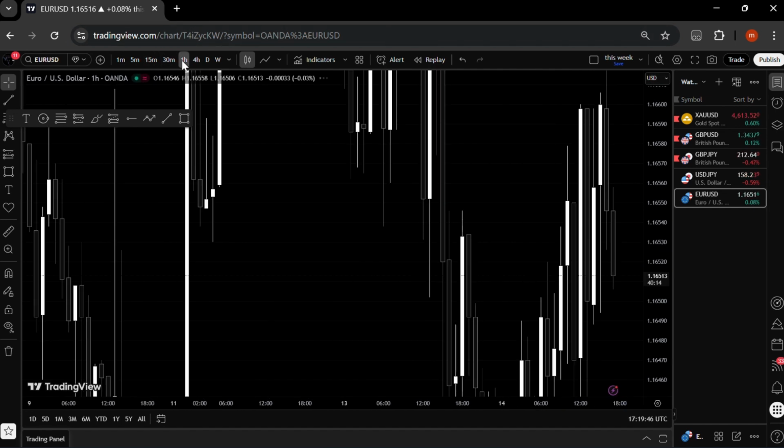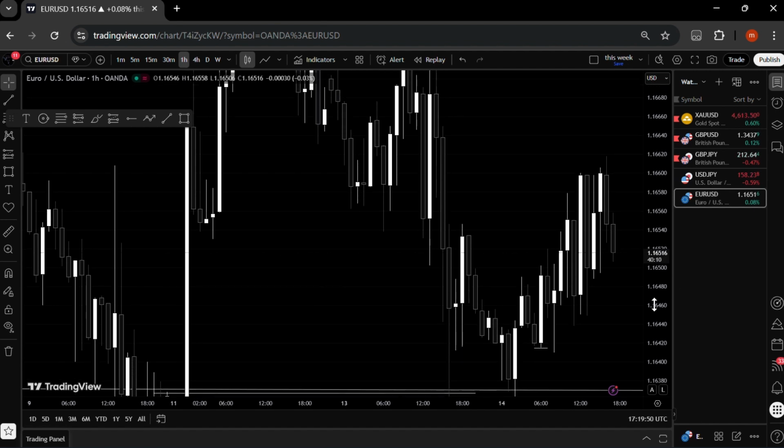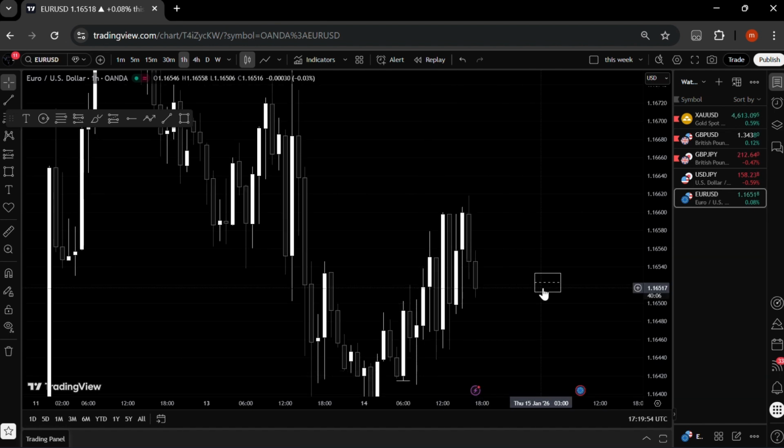The market, EURUSD, has been chopping the whole day, so that's why it's been consolidating like this. I don't know what it's waiting for, but yeah, this is how I approach the market.